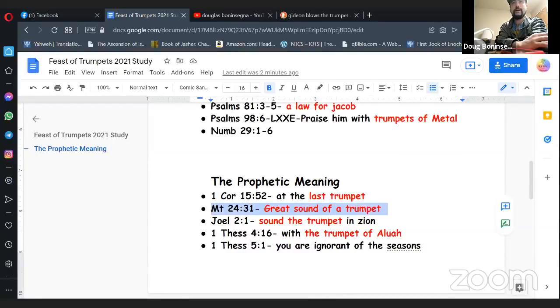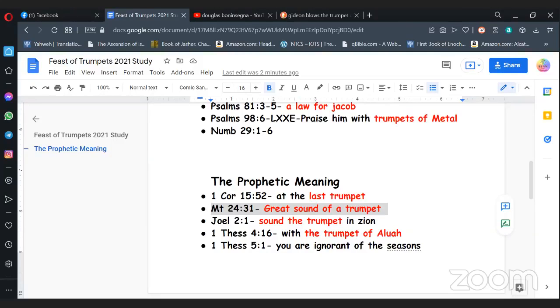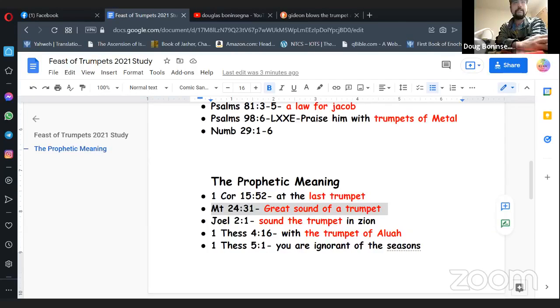This is the last one I have that shows that Messiah's return is foreshadowed with the Feast of Trumpets, it seems like. Matthew 24, verse 31 talks about the gathering of his elect from the four winds. I really like the Aramaic Peshitta version: and he will send his angels with great trumpets, and they will gather his own elect from the four winds, from all the ends of the heavens.